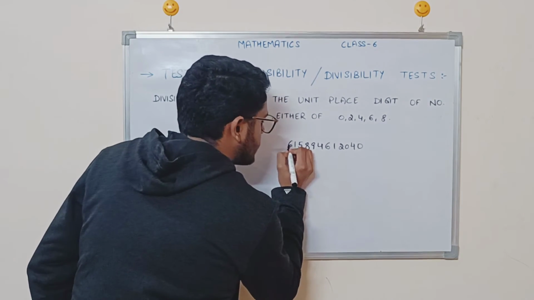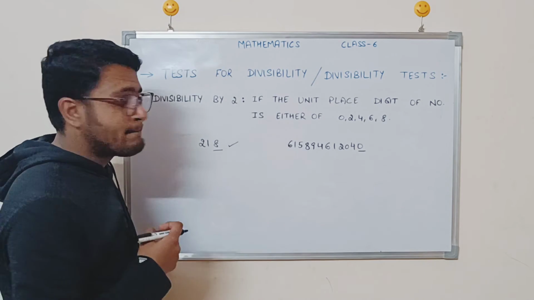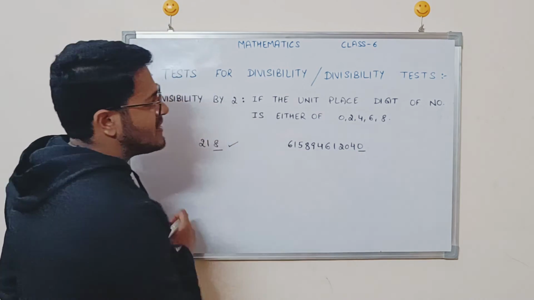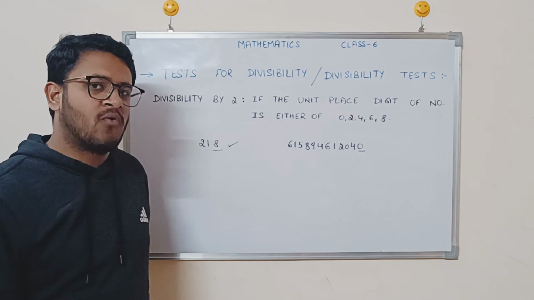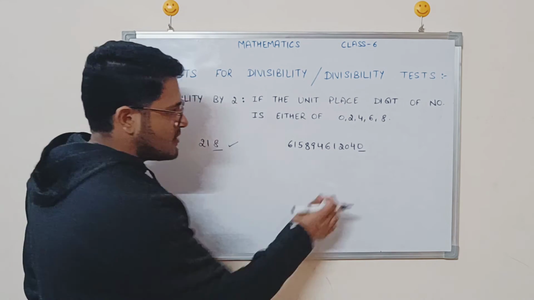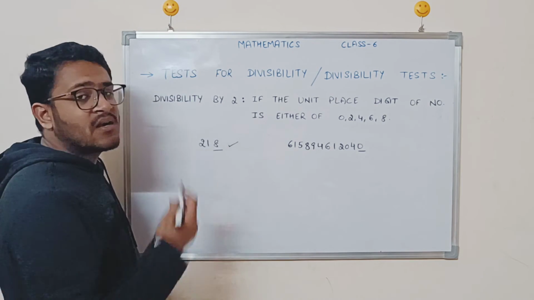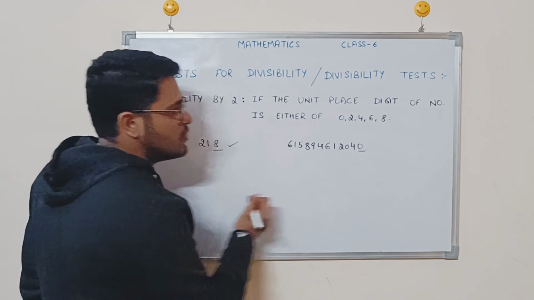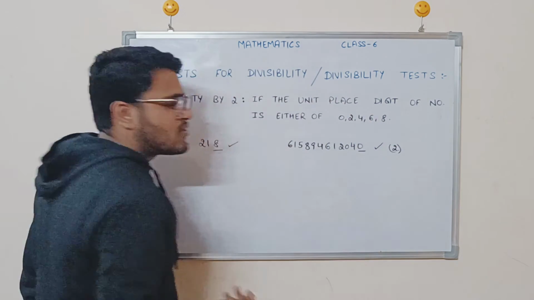What we are going to simply do is check the unit place digit. After checking the unit place digit, tell me whether it is either of 0, 2, 4, 6 or 8. Is it? Yes, the unit place digit is 0. So according to the test for divisibility by 2, this number is divisible by 2.